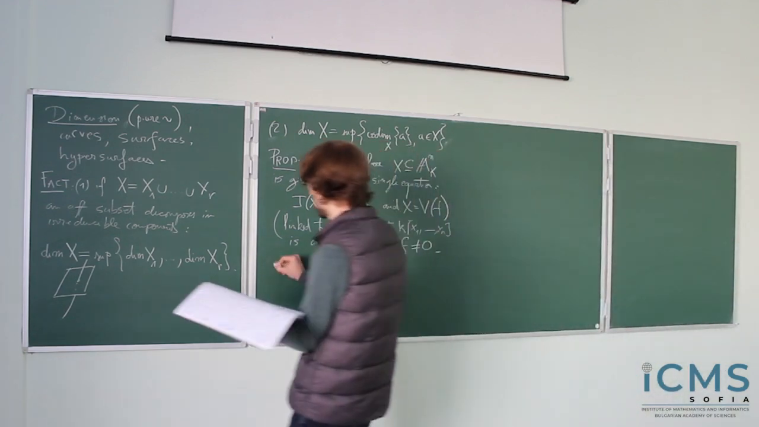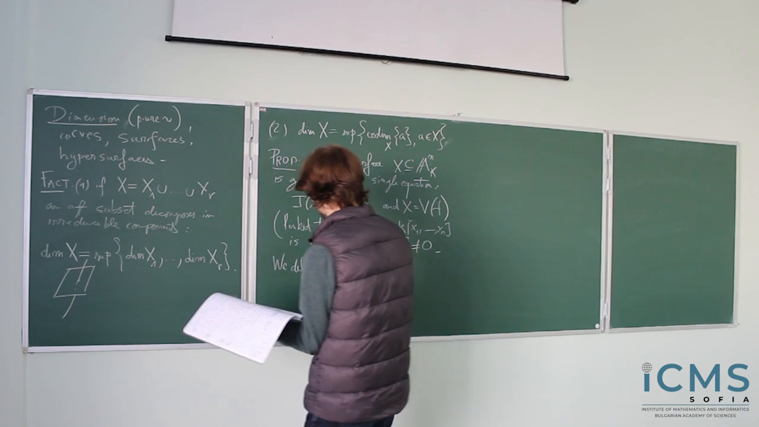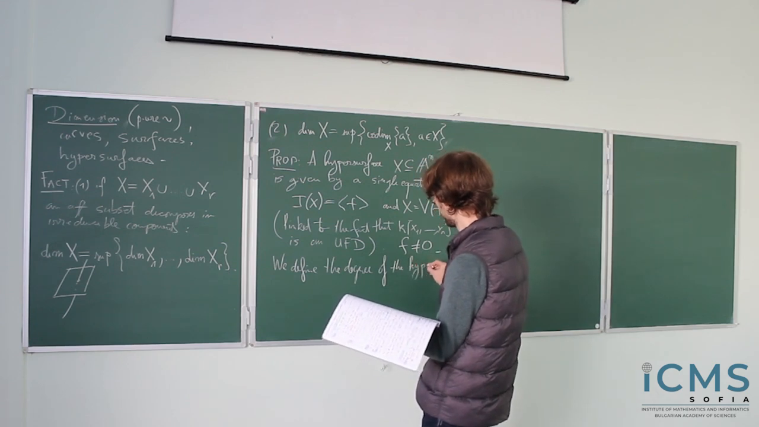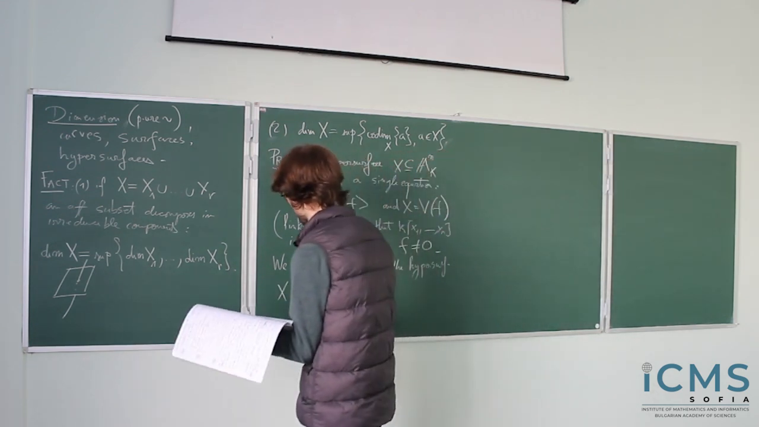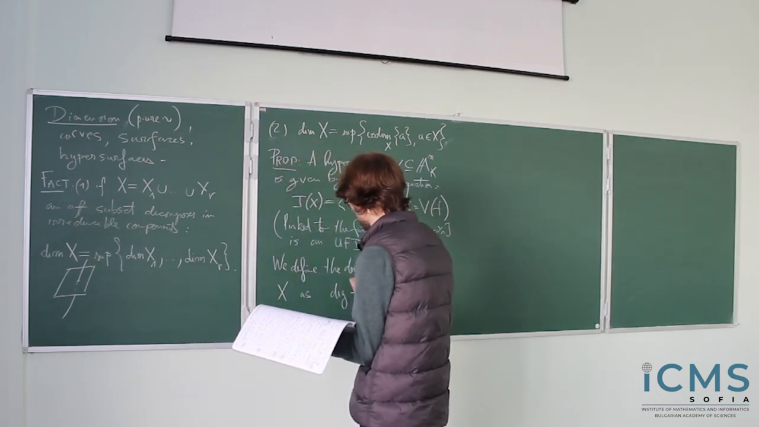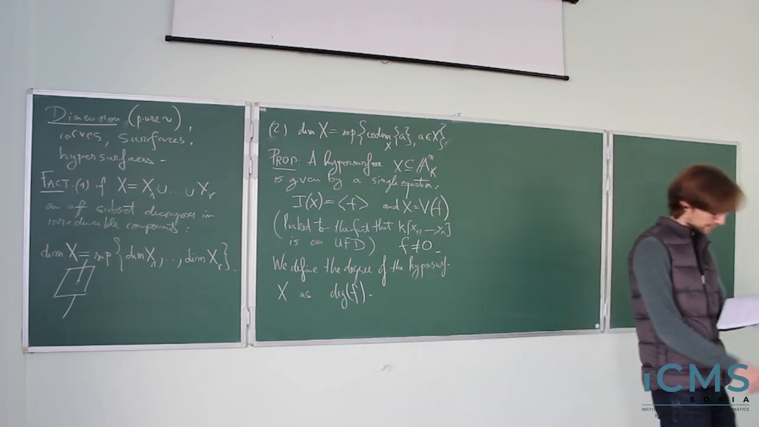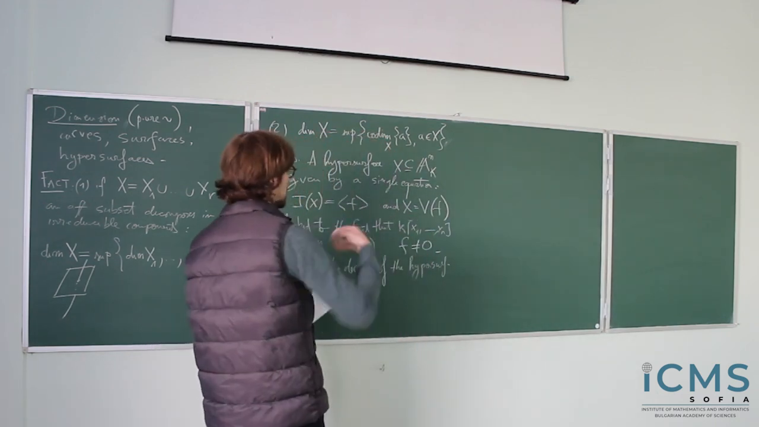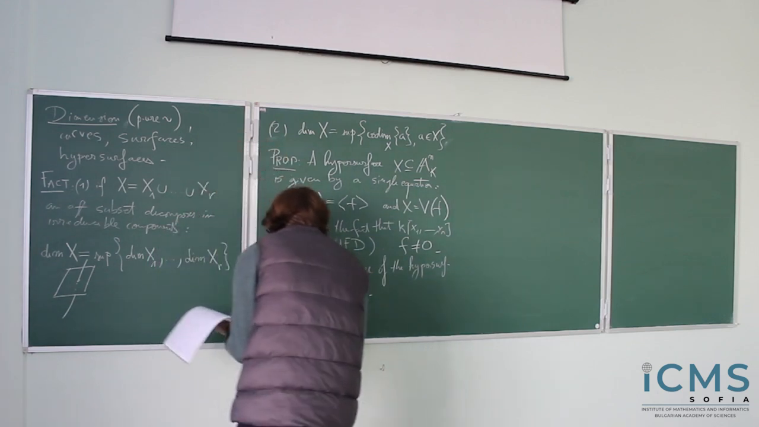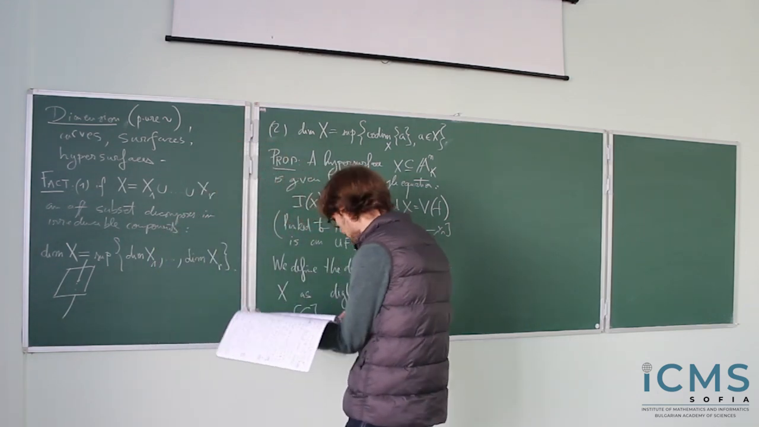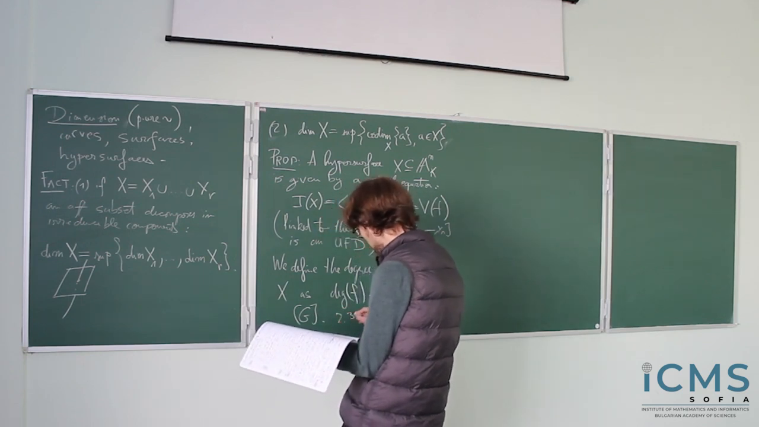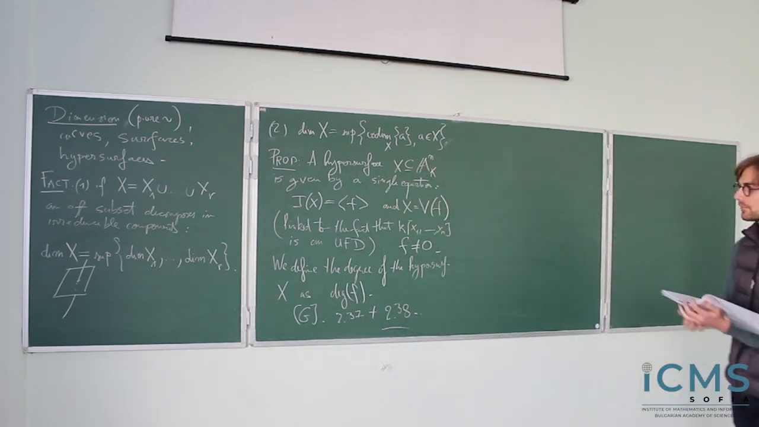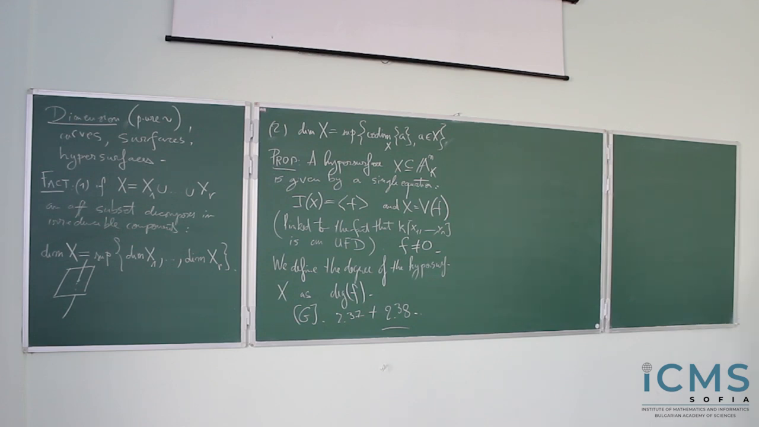And finally, we define the degree of the hypersurface simply as the degree of F. And if we want a detailed proof of this and how the commutative algebra comes into play, just look at Gagnon's lecture notes, proof of 7 and proof of 5. Okay. So this concludes my intrusion into dimension.